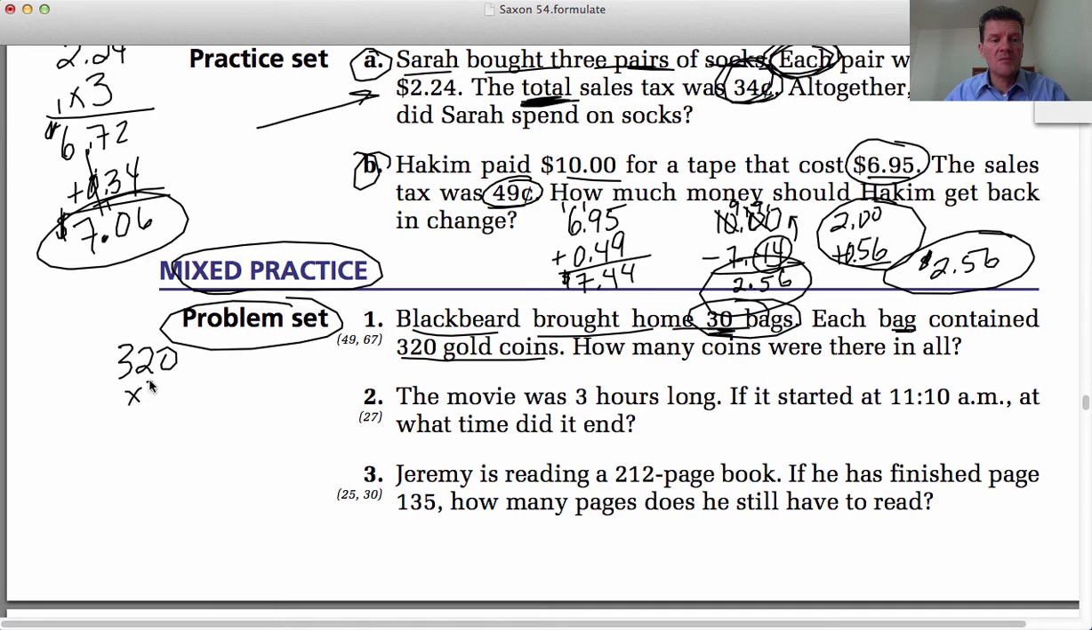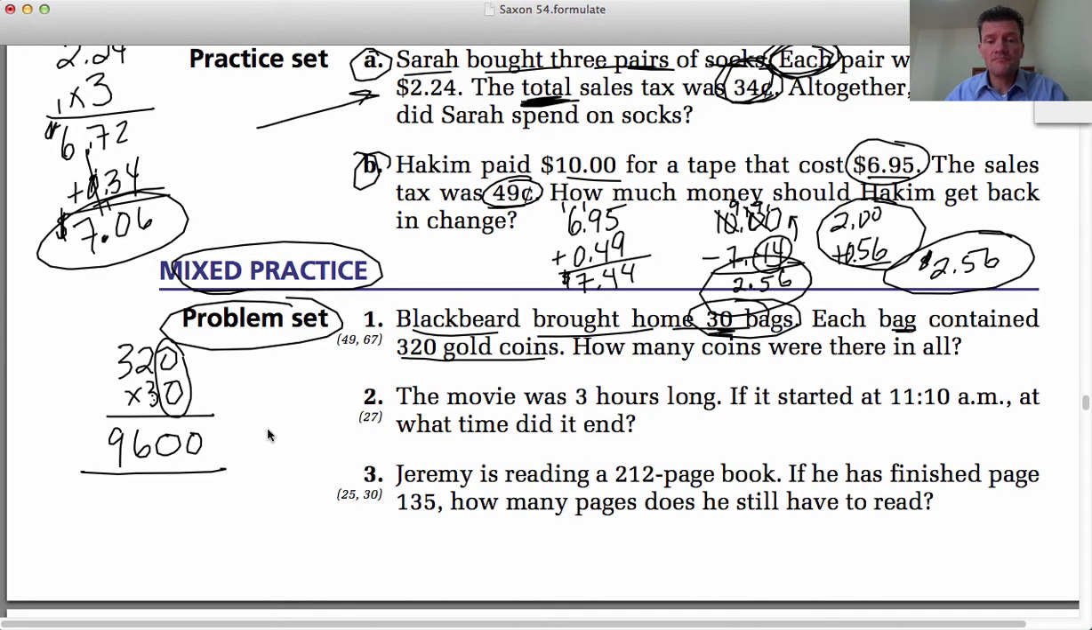320 times 30. Now immediately I look at this and I see each of these are ending in a 0. So I could put 2 zeros at the end of my answer. I know, because really those are like tens right there. So I know if I take 10 times 10, I'm going to get 100, 2 zeros at the end. And then just take 3 times 32. Well, 3 times 32, 3 times 2 is 6, 3 times 3 is 9.